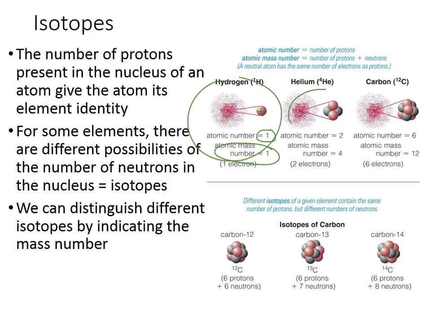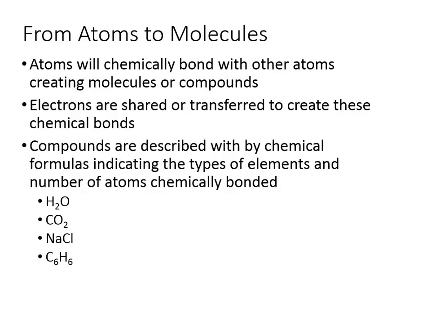This is the helium that we drew a little bit ago, and this is a look at the nucleus of a carbon-12 atom. It's got 6 protons and 6 neutrons.